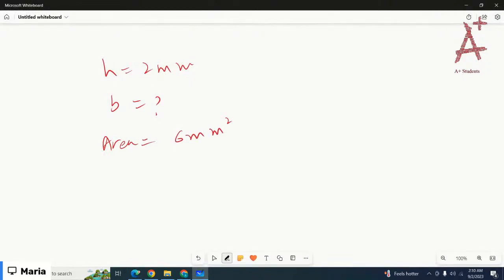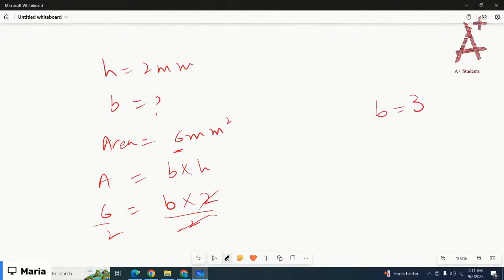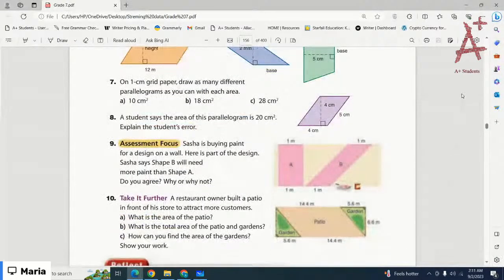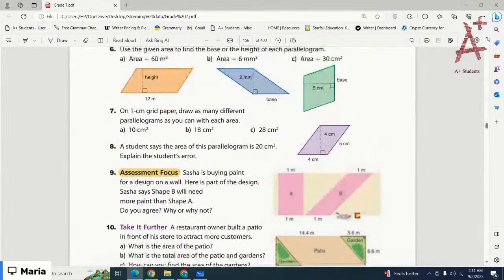Okay, we know that the formula is area equals base times height. So you are given the area, that is 6. You have to calculate the base, and the height you are given is 2, right? So just divide both sides by 2. 2 and 2 got cancelled out, and you are left with B equals 6 divided by 2, which is 3 millimeter, right? That means the base of the parallelogram is 3 millimeter, right? Okay, you can do the C part on your own.